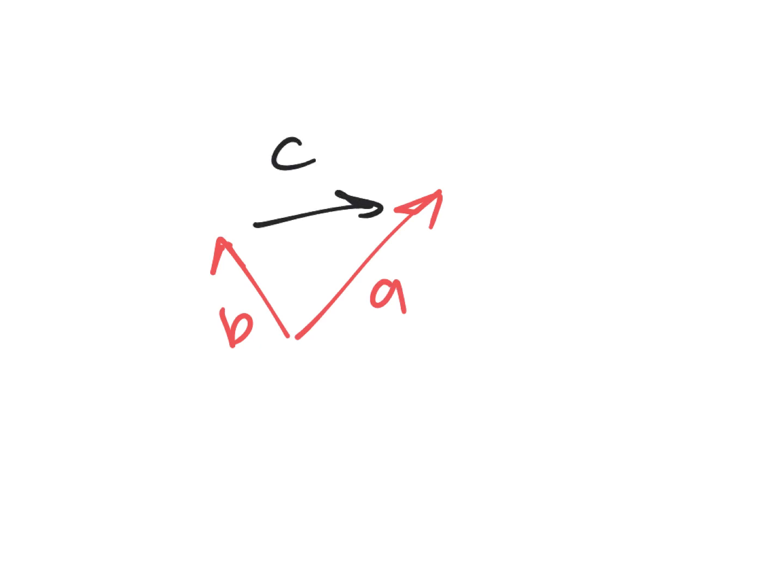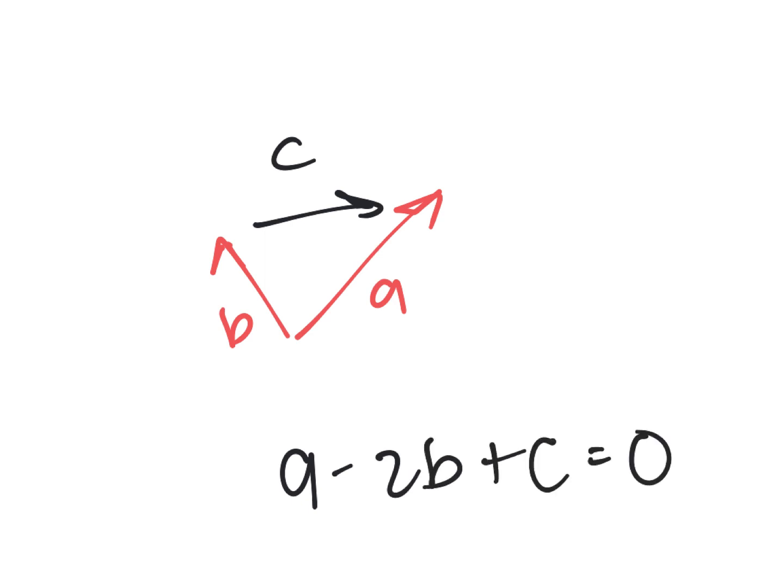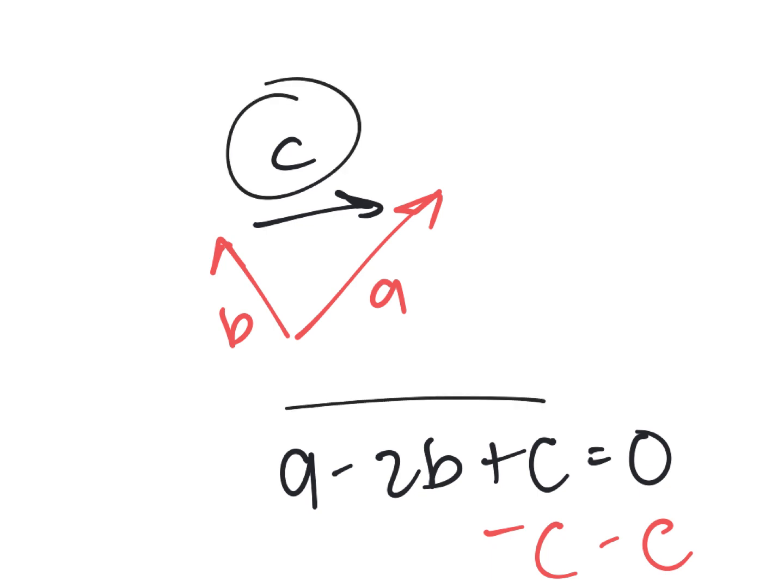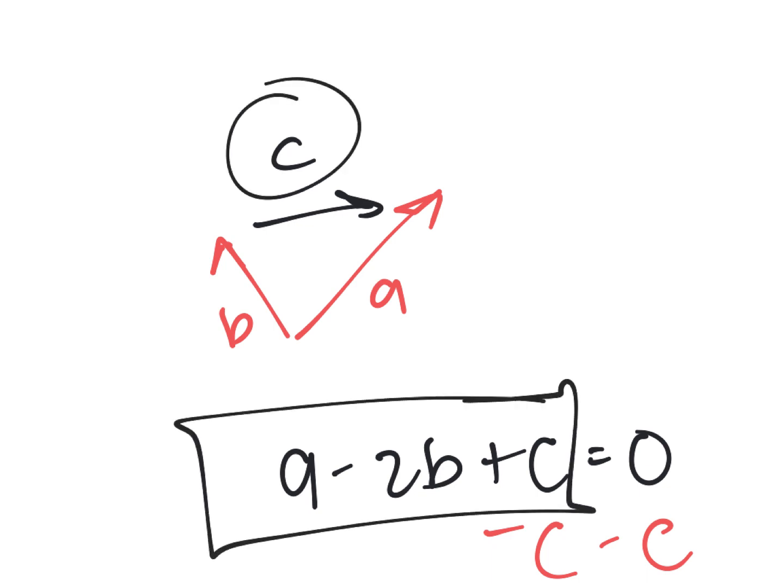For question number 10, we are given two vectors, vector b, vector a. And our vector c must satisfy the equation a minus 2b plus c equals 0. In order to do this, we are going to subtract c from both sides so that a minus 2b equals negative c. And because we want c to equal this equation, we're going to get rid of this negative sign by dividing by negative 1 to both sides.